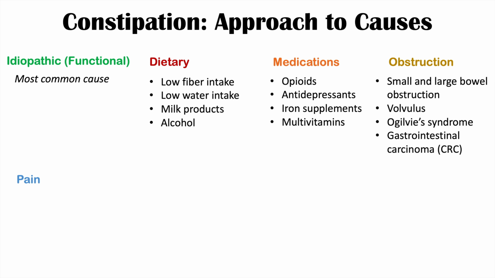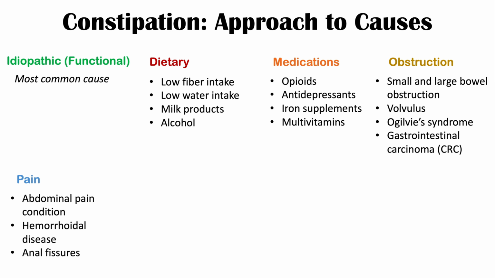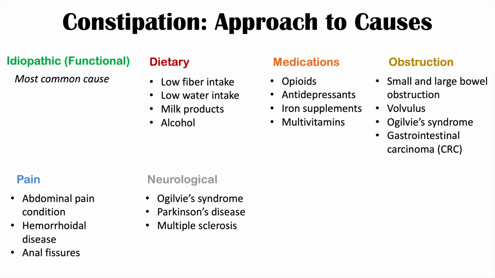Pain can also lead to constipation in some patients, abdominal pain conditions, so they may not want to use the washroom. They may try to avoid using the washroom. Hemorrhoidal disease because of the pain from the hemorrhoidal disease, and then anal fissures as well. So all of these can cause the patient more often to avoid using the washroom, which would lead to constipation. Some neurological conditions can also lead to constipation. We talked about Ogilvie syndrome before, but Parkinson's disease and multiple sclerosis can also lead to constipation as well.